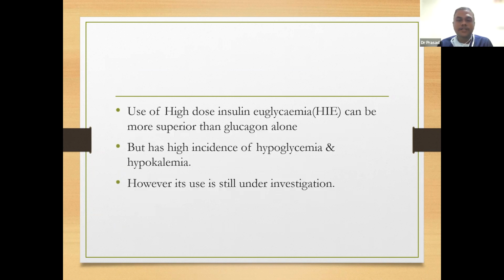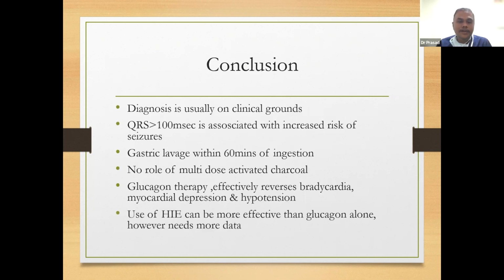Use of high dose insulin euglycemia can be more superior than glucagon. However, sufficient evidence or data is not available in this regard. The conclusion, take home message: diagnosis is usually on clinical grounds, especially history.